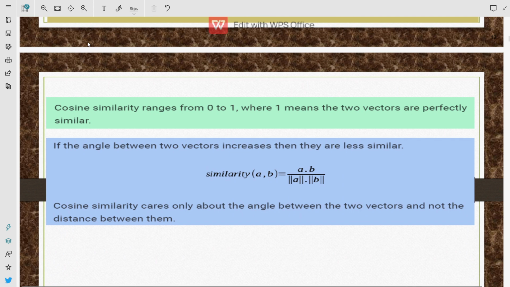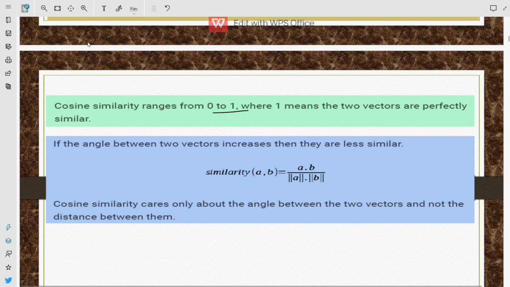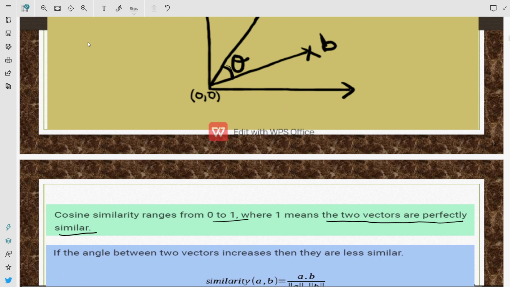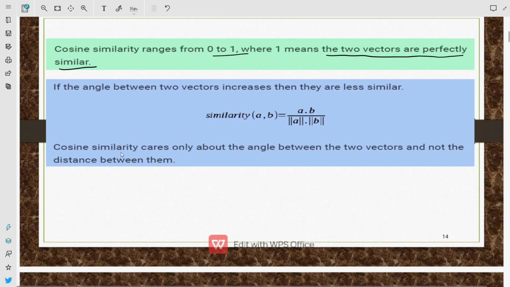Here cosine similarity ranges from 0 to 1, where 1 means the two vectors are perfectly similar, because the two vectors lie on each other. In that case the vectors are similar, right?